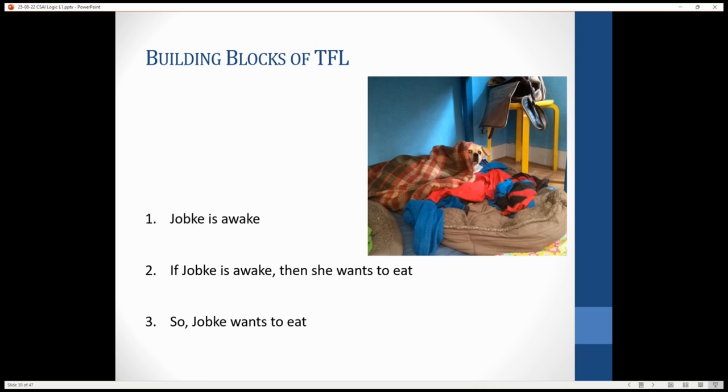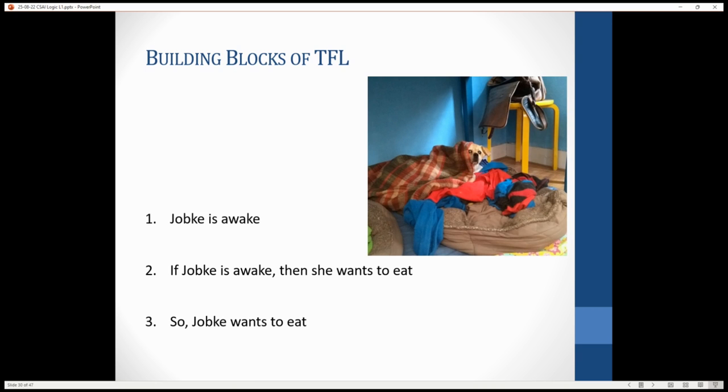How about this one? Premise 1, Yabka's awake. Premise 2, if Yabka's awake, then she's hungry. Conclusion, Yabka's hungry. She wants to eat. Valid? Invalid? We've got to be careful. Valid. Truth is not something we apply to arguments. Truth is something that applies to sentences, not to arguments. Arguments are valid or invalid. But it's valid. Cool, it's valid.